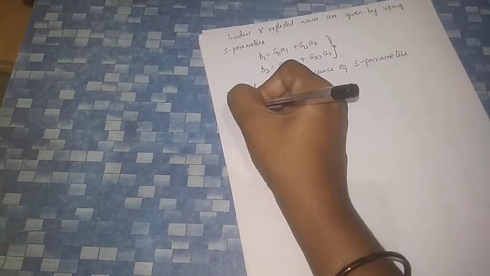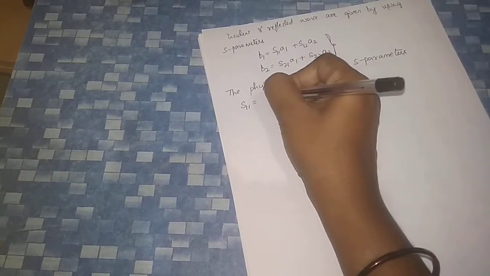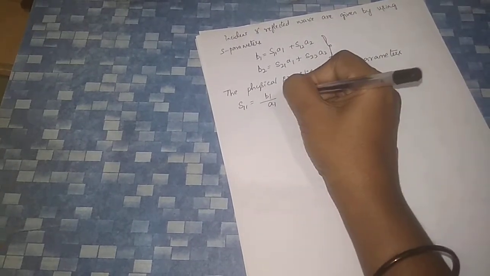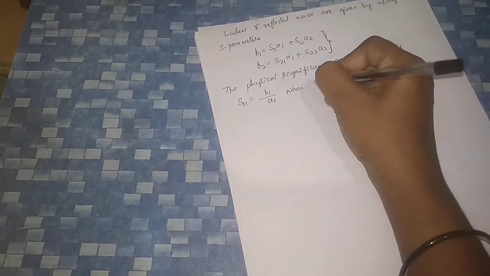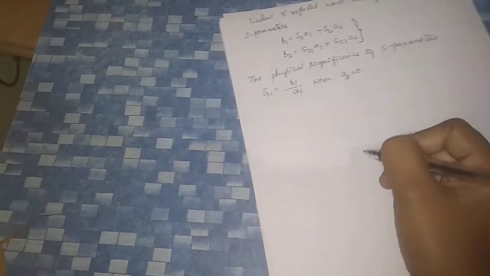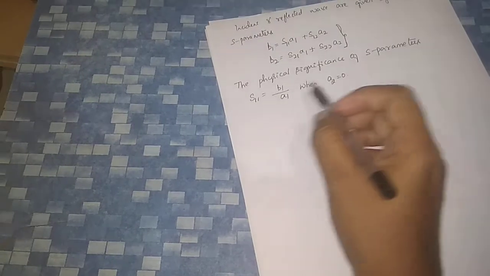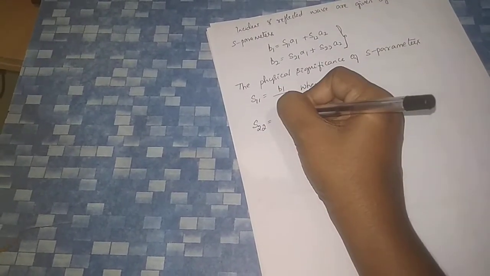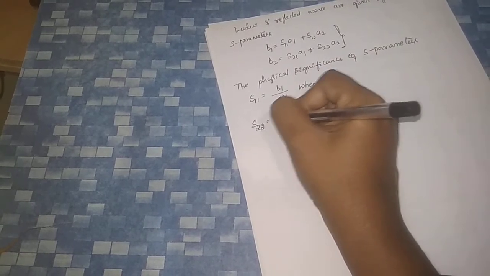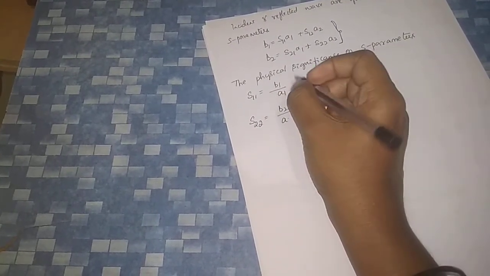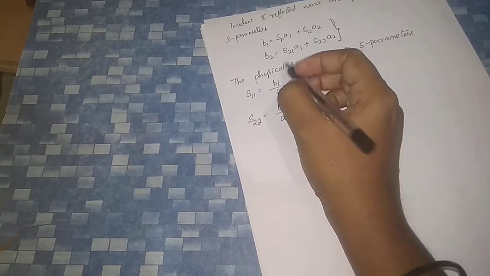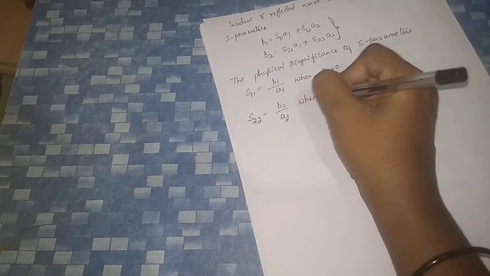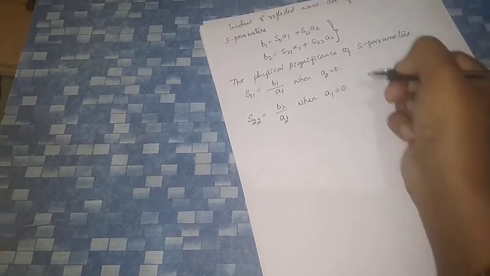That is, S11 is equal to B1 divided by A1 when A2 is equal to 0. Okay, we are defining the S parameters here. So S22 is equal to B2 divided by A2 when A1 is equal to 0.